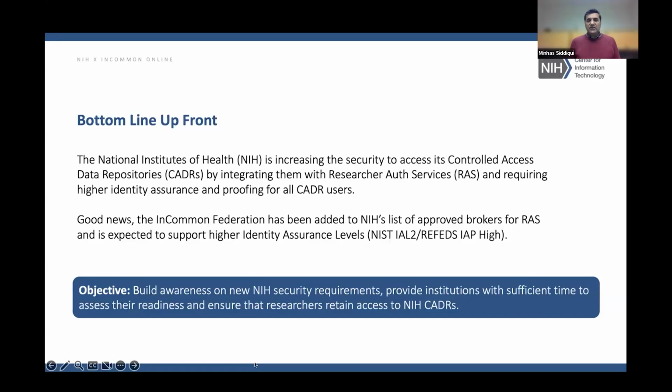InCommon is expected to support higher identity assurance levels, specifically REFEDS IAP High, which is aligned with NIST IAL2. What does this mean? For campuses, this creates a clear and standards-based path to meeting NIH requirements. For researchers, it means continued access using familiar institutional credentials, provided those credentials meet the updated assurance requirements. And for NIH, it means stronger confidence in who is accessing controlled data.